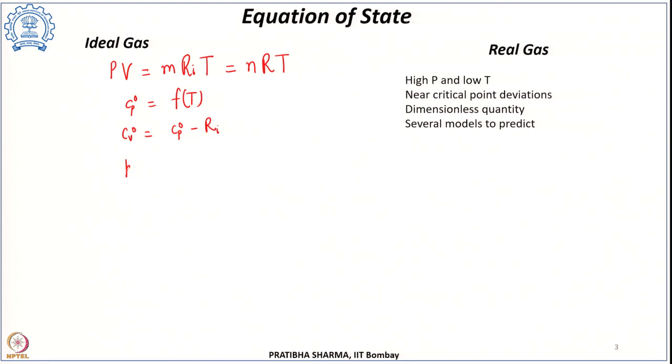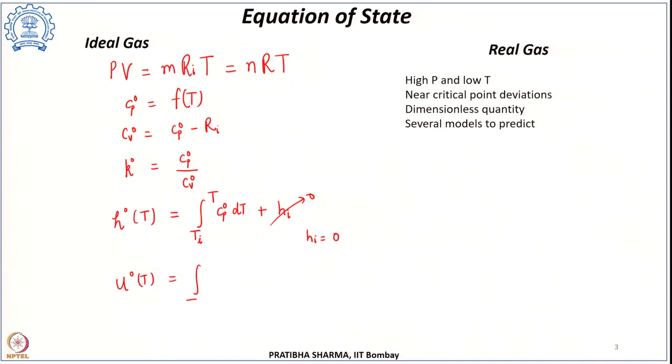We can define for an ideal gas an isentropic exponent, which is the ratio of isobaric specific heat to the isochoric specific heat. At the same time, we can find out the enthalpy of the gas. For an ideal gas, the enthalpy we can find out by integrating from some reference temperature, let us say it is T_i, to a final temperature T. We can integrate the isobaric specific heat with temperature, and then we can have some initial enthalpy, and considering that initial enthalpy to be 0, this term can become 0.